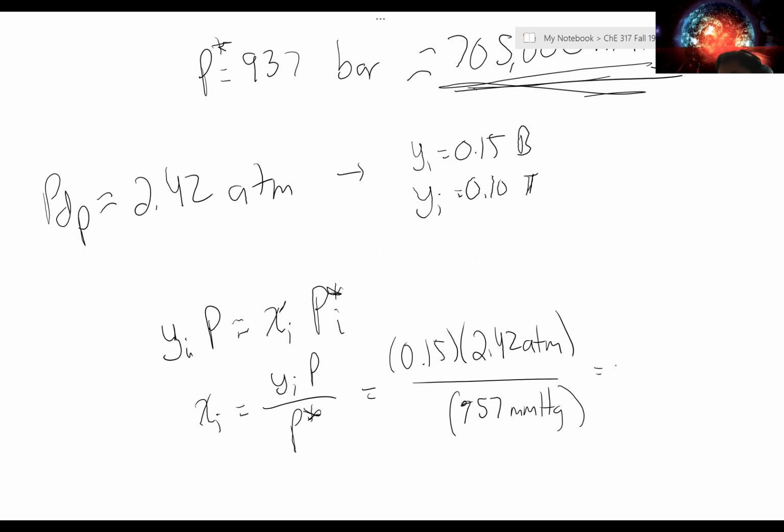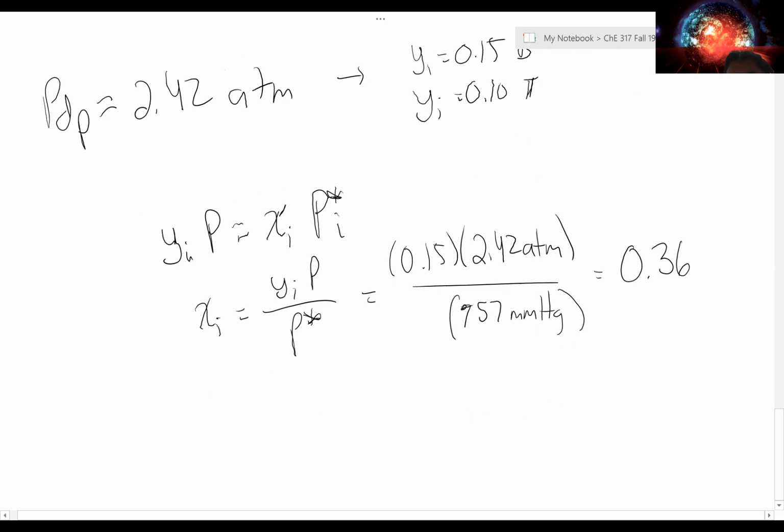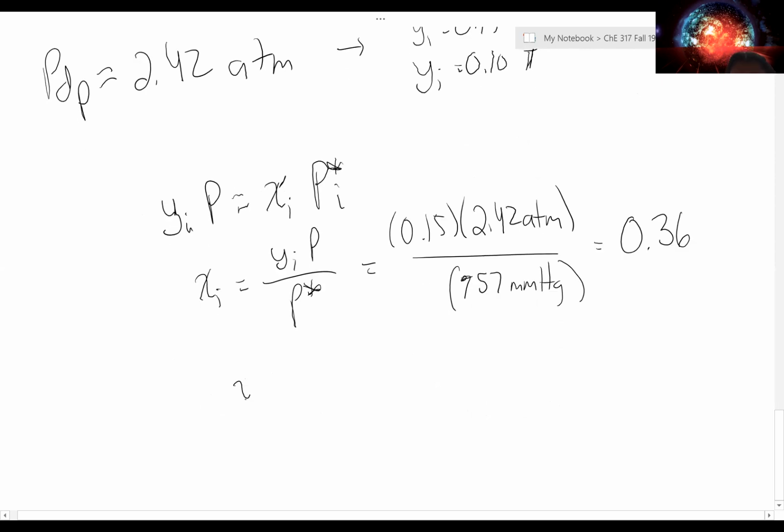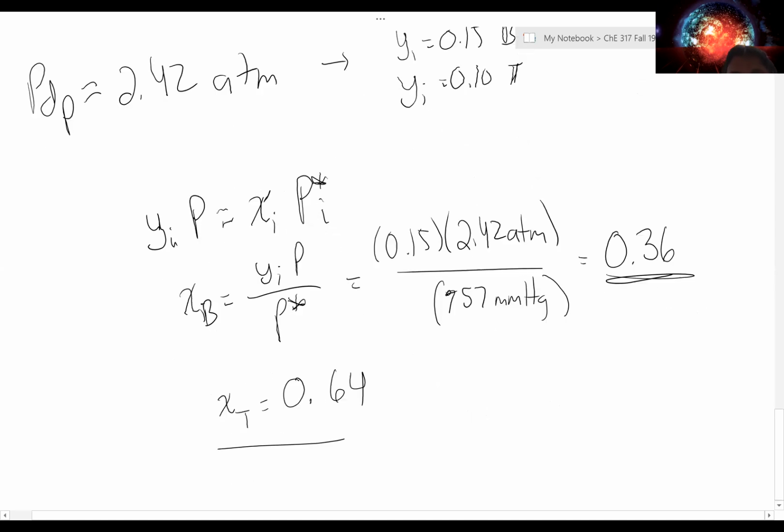Which I need to convert. That's about 0.996 atmospheres. Gotta make sure I do that right. Which tells me I get about 0.36 for benzene, which tells me for toluene, it should be about 0.64. So therefore my composition would be approximately 64% toluene and 36% benzene in that liquid phase.